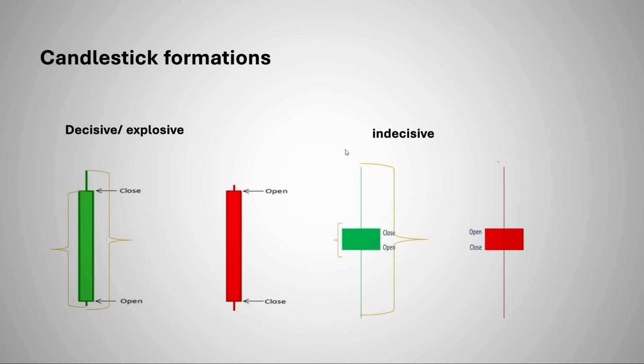And if you look at the other one, if it's a red candle, that means that the sellers are in control. And if the body of the candlestick is less than 50% of the whole candlestick range, that means that this is an indecisive candle. An indecisive candle just simply means that the buyers and sellers are in balance, so no one is in control.